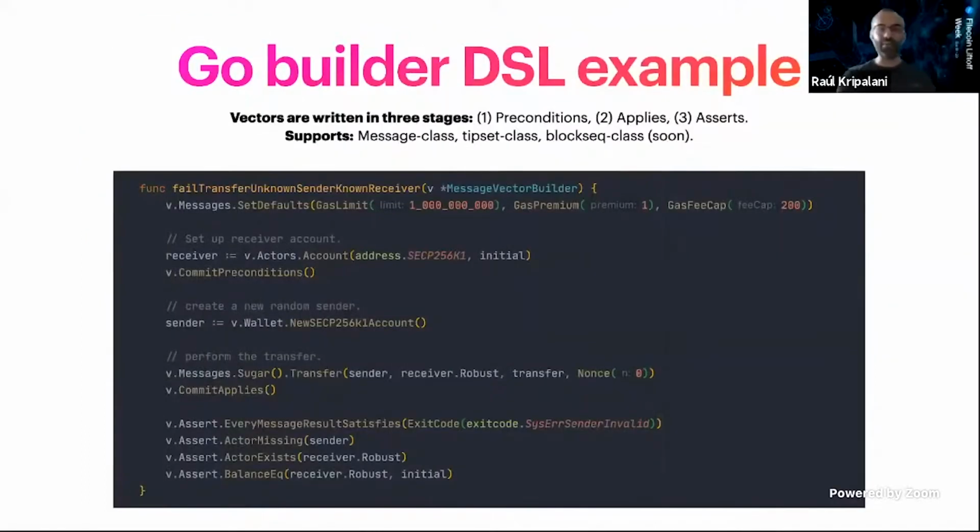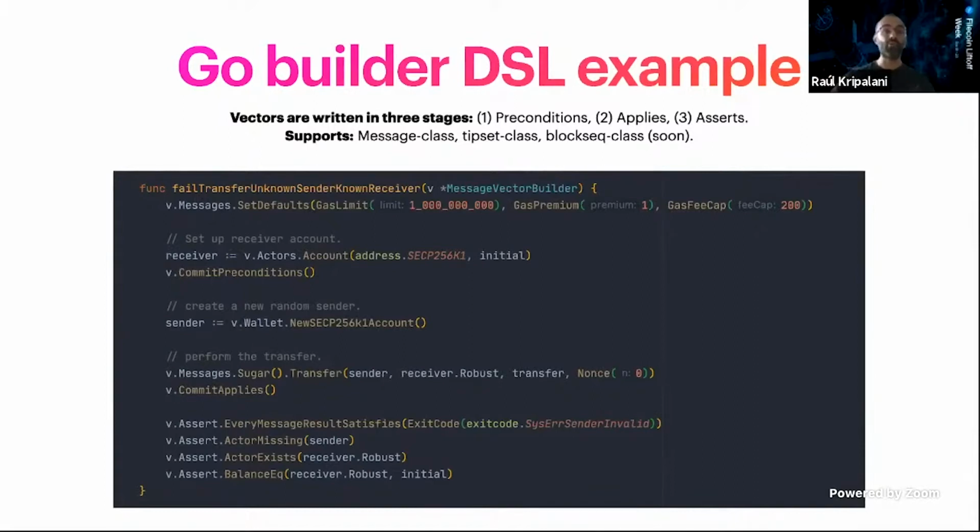Just to give you an example of how a test vector is built in the generative way, this is crafting it using the DSL. This is a simple example, which sends a transfer from an unknown sender to a known receiver. There are three phases. There is a precondition phase where we create the accounts and the state tree on which that vector is going to run.